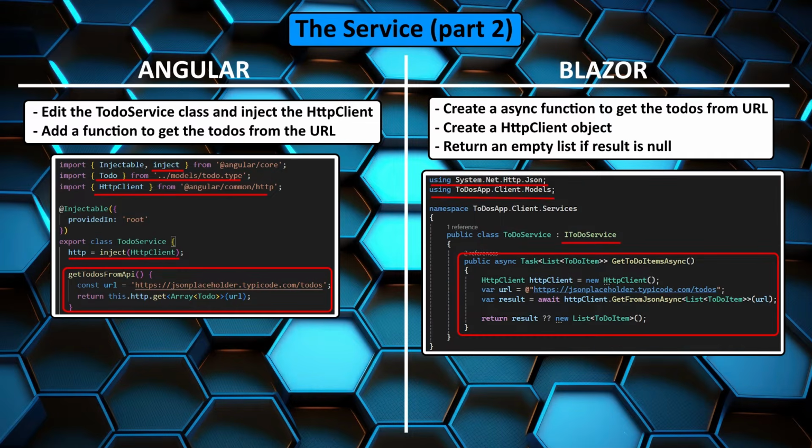In Angular, edit the service class and inject an HTTP client. Create a function to get the to-do item list from the URL. In Blazor, edit the service class. Note that it should inherit from the interface class. Add an asynchronous method to get the item list from the URL. Add an HTTP client object to do this. Here we added an extra line to return an empty list if the result is null. We could have done the same in Angular.